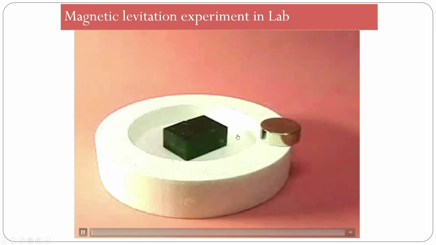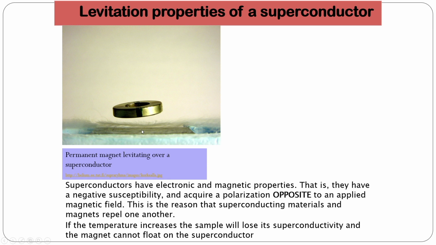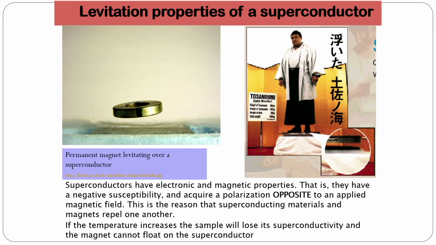Okay, so let us see this levitation experiment we have shown, and if you want to know how much weight it can actually lift, you see that there is a sumo wrestler standing on top of these, and there is a superconductor below. Okay. So, it can actually lift very large weight, that is what it is saying. So, superconductors have electronic and magnetic properties, that is they have a negative susceptibility, which is what we have seen, acquire a polarization opposite to an applied magnetic field, and this is the reason that superconducting materials and magnets repel each other.